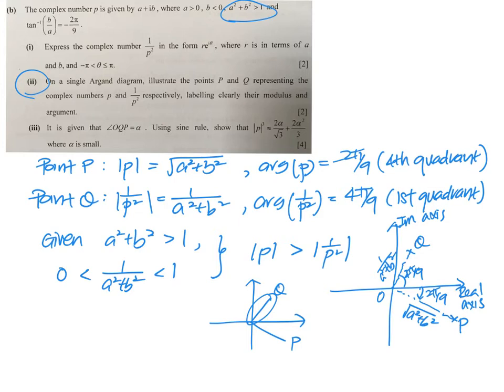Alright, and another mistake made by students is that they are not aware that point Q is nearer to the origin as compared to point P to the origin itself, because of this information here. Okay, we are finally at the last part of 5B. Now, before we try to show this expression, we need to figure out what this angle OQP is about.